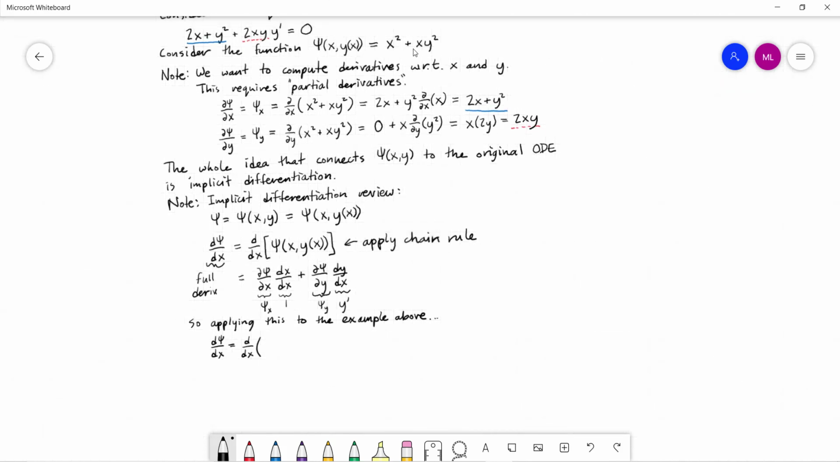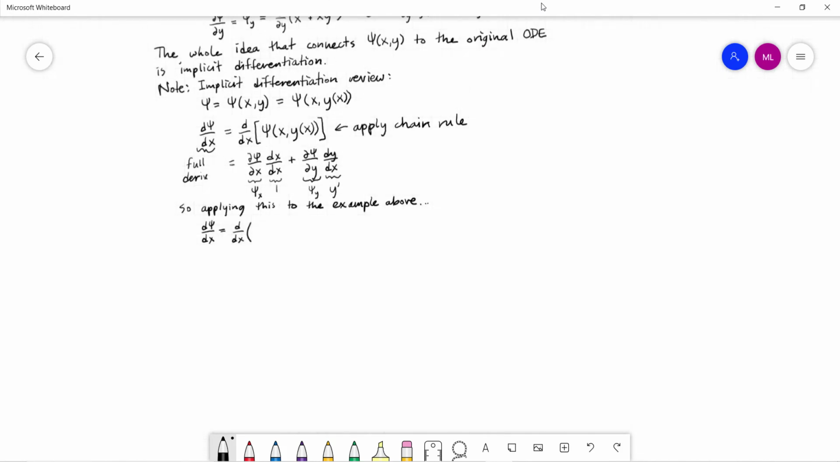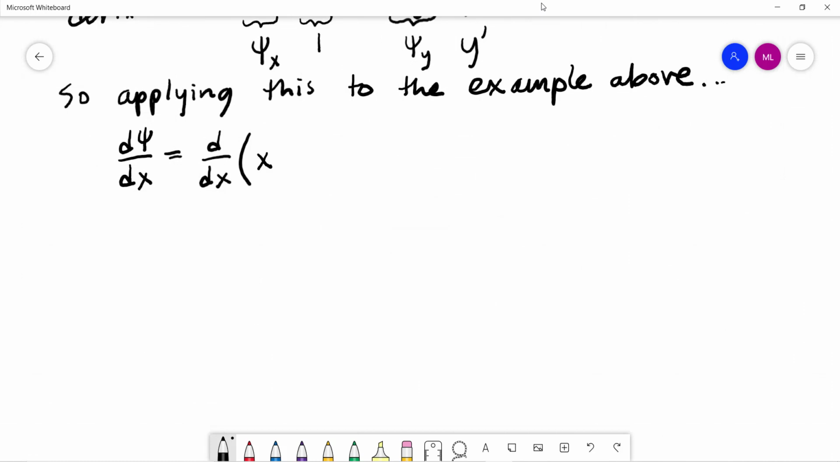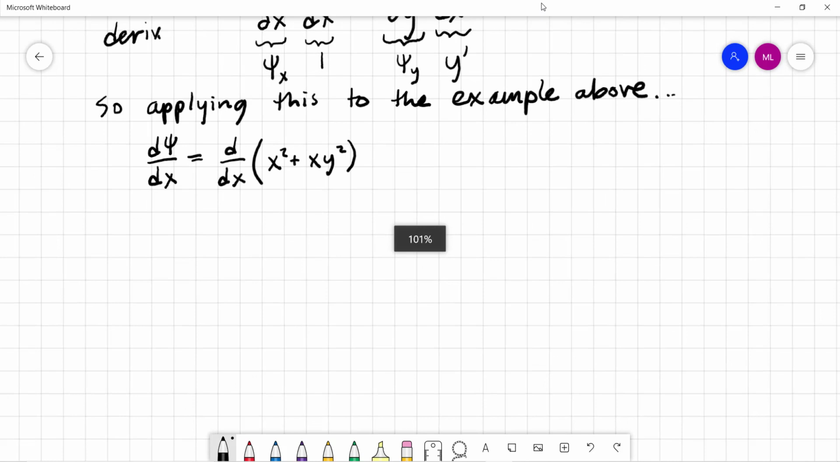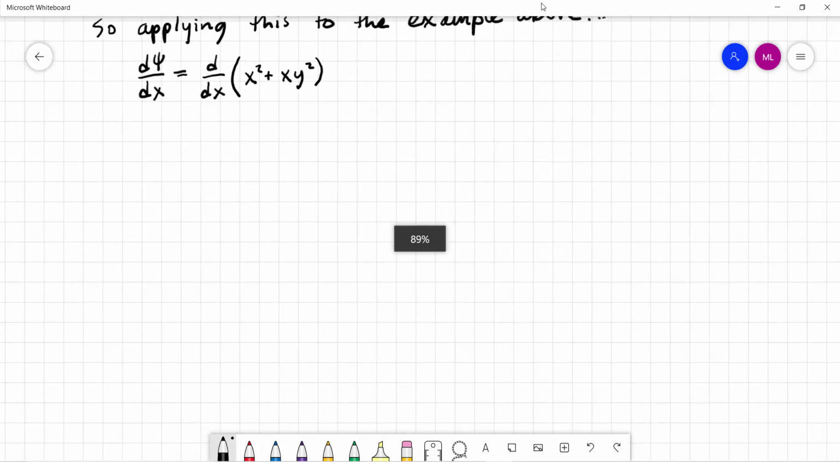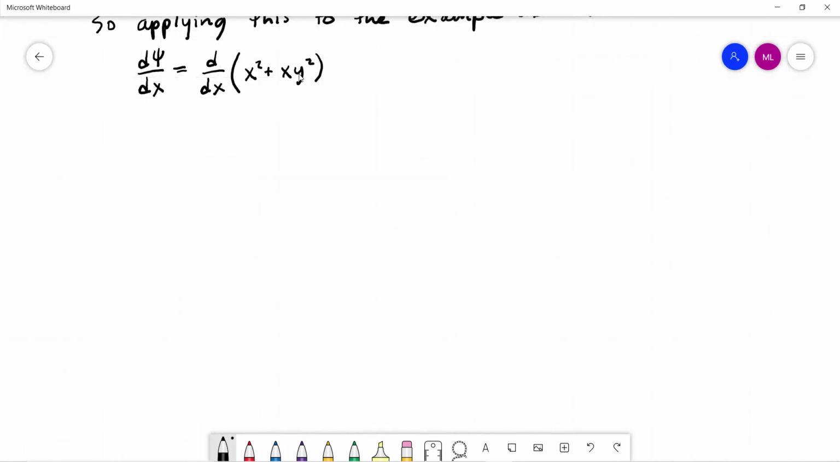I've got it way back up here: x squared plus x y squared, where again, we've got to keep in the back of our mind as we do this that y is a function of x. So what happens when I take this derivative? In fact, to make life easier, let's make that totally explicit: y of x squared. Make it totally clear that y depends on x. So let's take this derivative with respect to x.